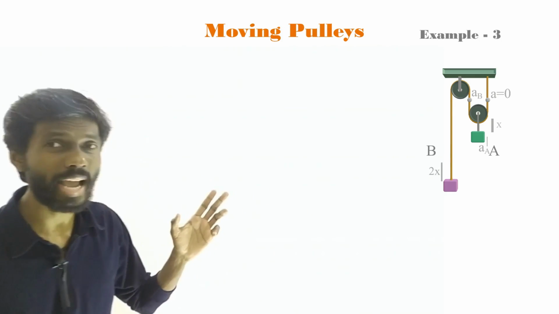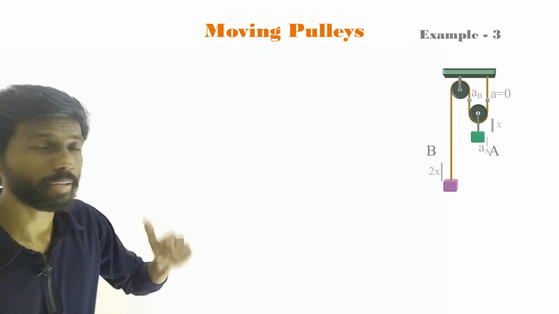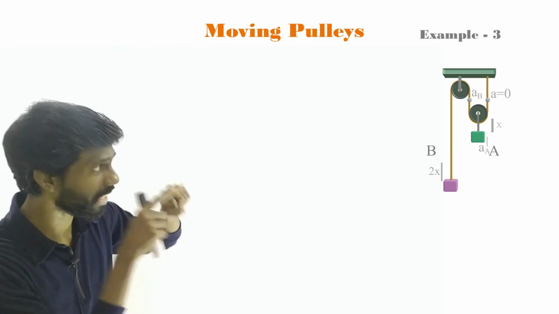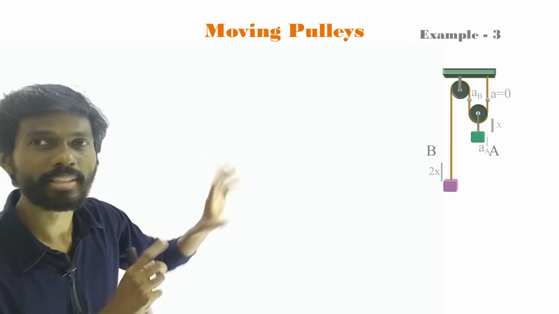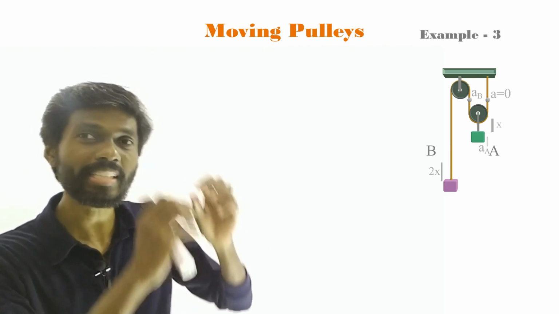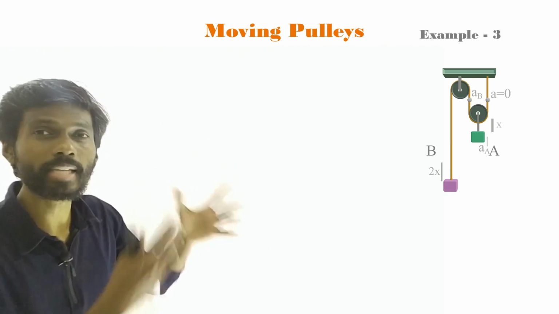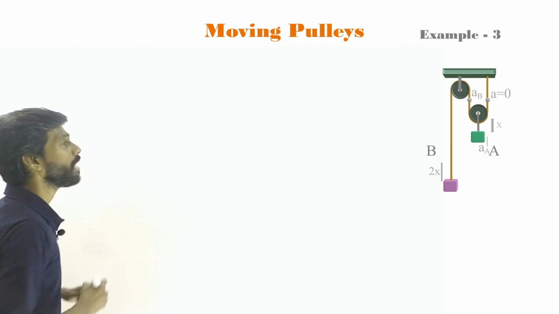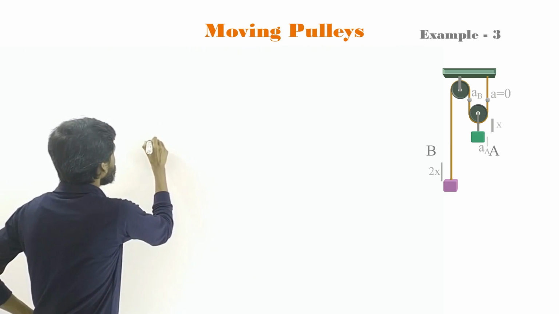Now what is the acceleration of that part of the string? That part of the string is directly attached to the ceiling, so it is stationary and fixed. That means its acceleration is 0. So let us use the average. This is the next method.